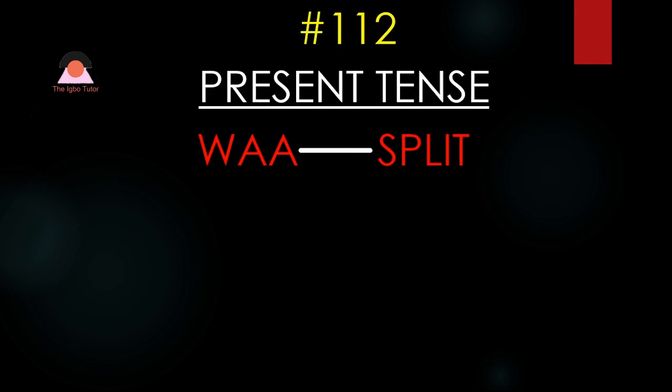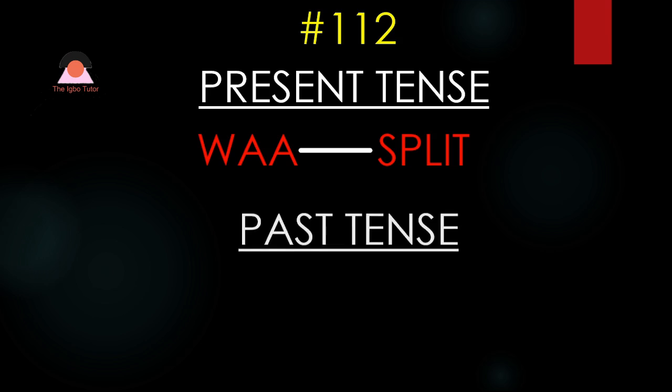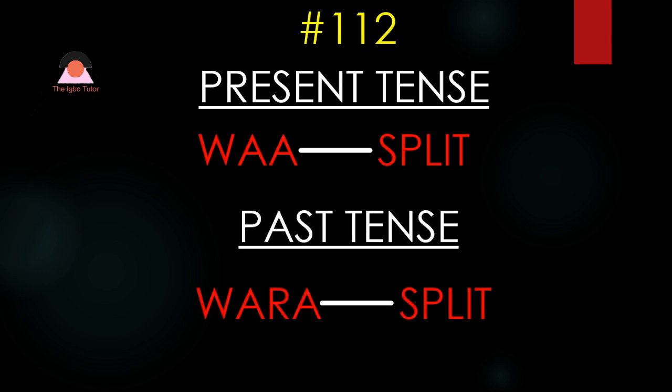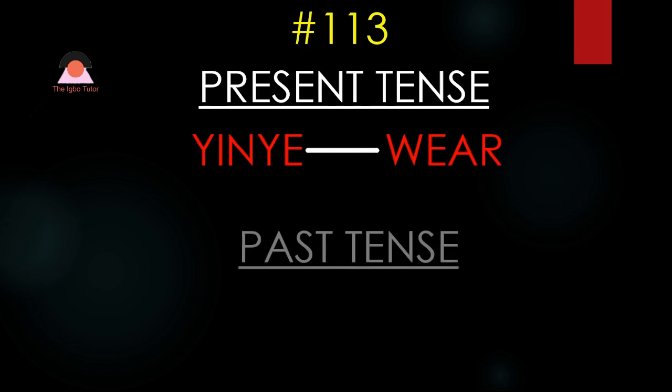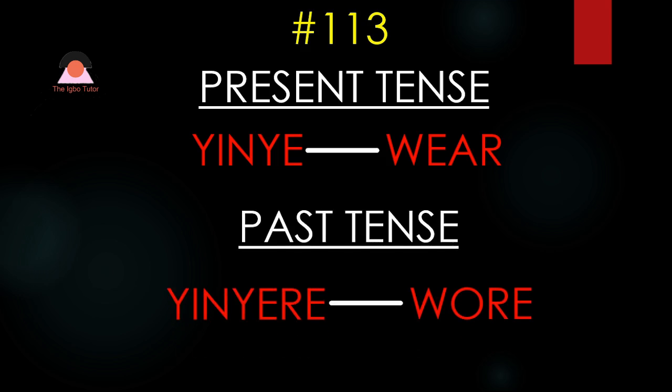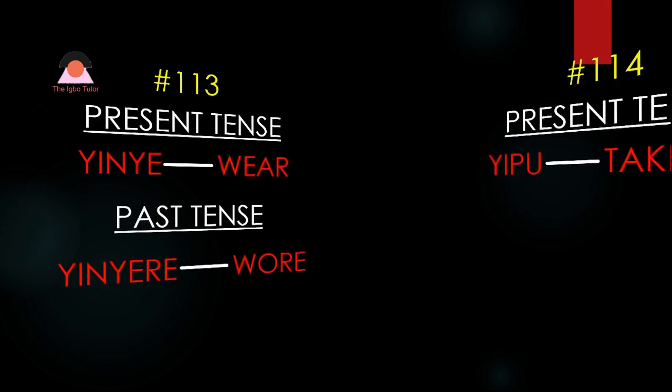The word is wa. That means split, as we do for wood or any other thing we break into two. And the past tense of wa is wara. Split is split, both present and past in English. Wa, split. Wara, split. 113. The word is yinye, meaning put on or wear. Put on your clothes or anything. Yinye. Let's go to the past tense. It is yinyere, wore or put on.